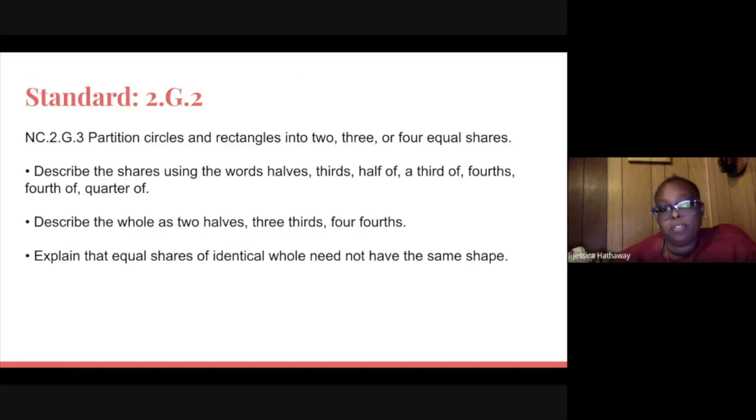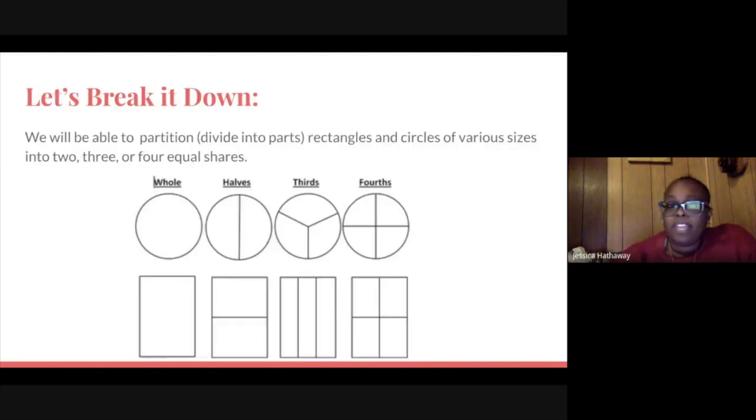We'll also be able to explain that equal shares of identical wholes need not have the same shape. So let's break that down. We will be able to partition or divide into parts rectangles and circles of various sizes into 2, 3, or 4 equal parts, meaning, like we said previously, a whole, half, thirds, or fourths.